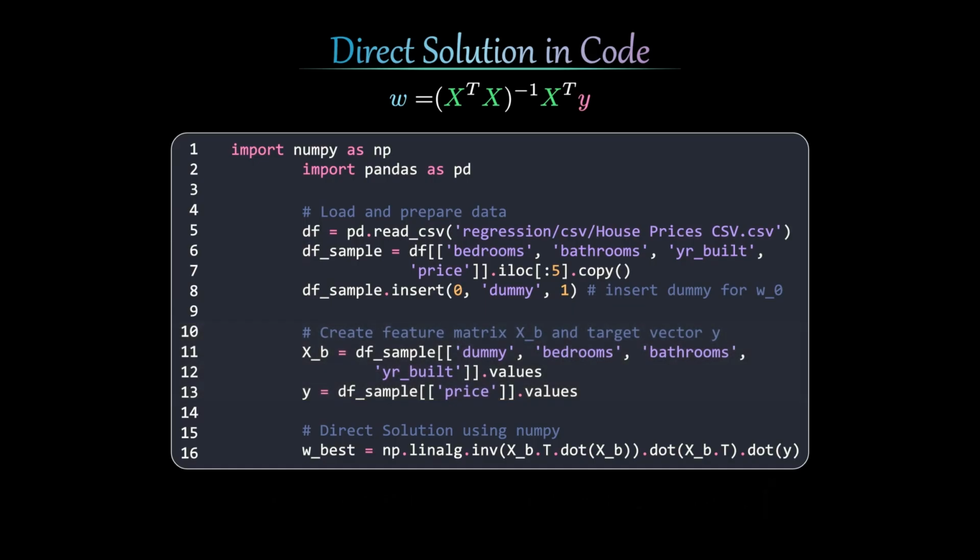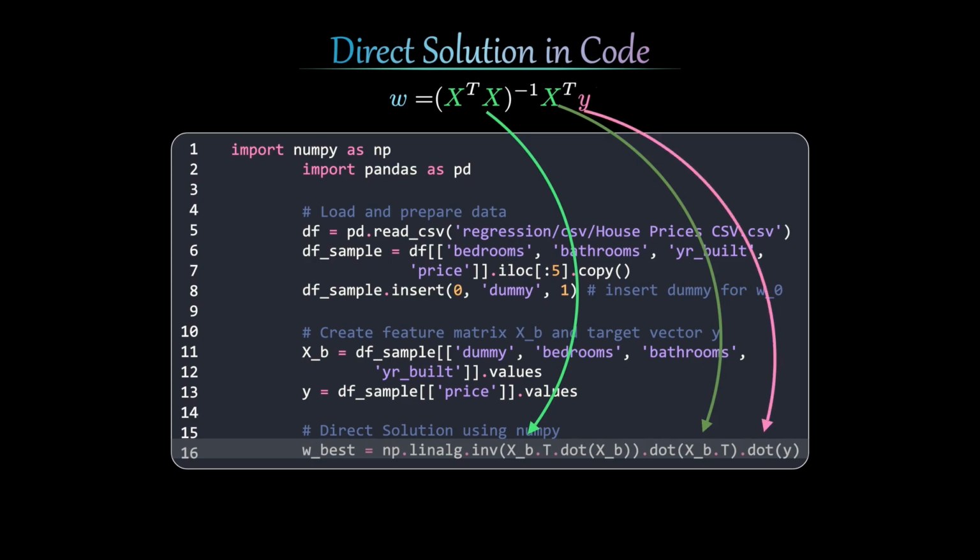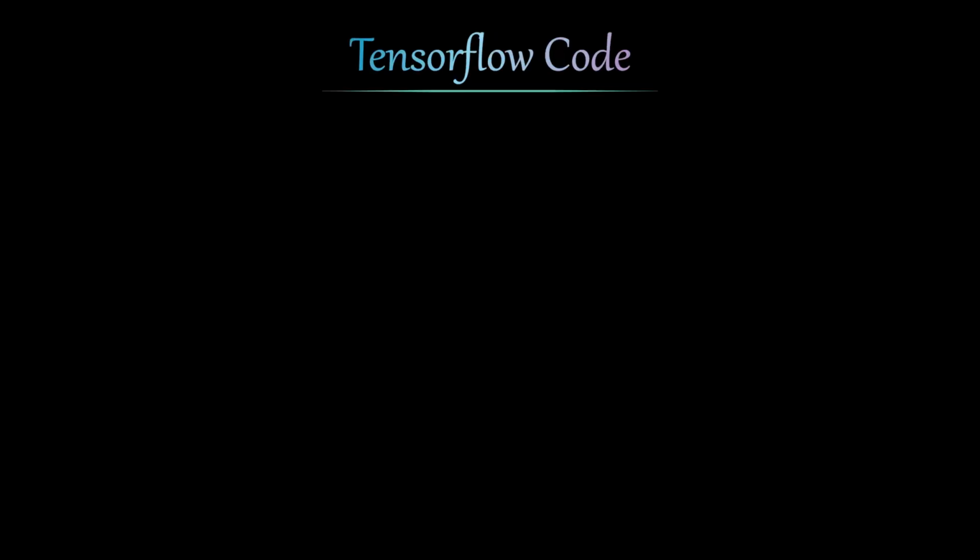Now, here's the most important part, the equation for w. Can you see how this formula matches the code above? Let me show you how they correspond line by line. But if you've already tried using machine learning libraries like scikit-learn, you might notice that this approach looks a bit different from what you've seen before.